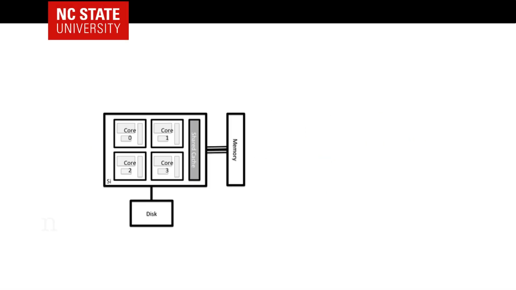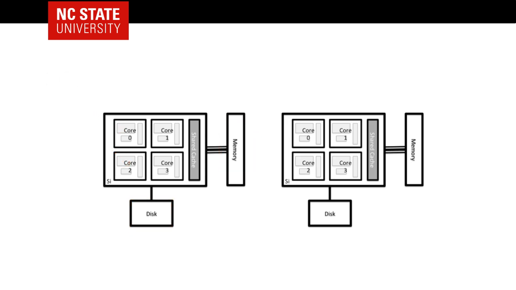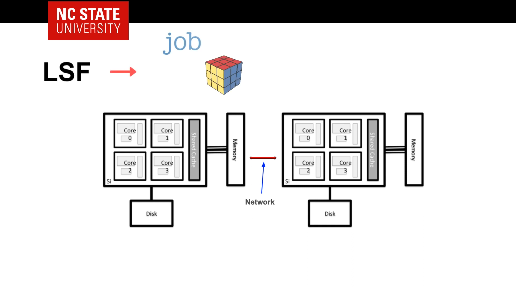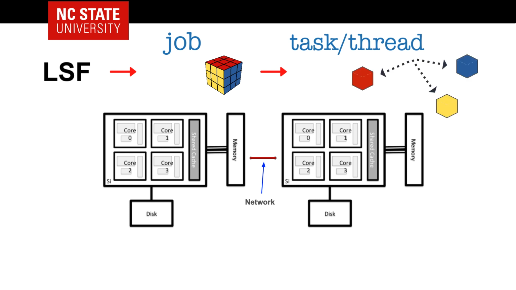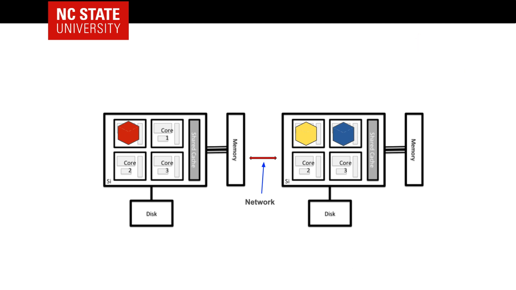Here's a diagram of a single node. The node has multiple cores, it has memory that is shared by all the cores, and it has a small amount of disk space. There are almost 1,000 nodes on the cluster. The nodes communicate with each other through a network. You submit a job with LSF, and if the job is a parallel job, it can be broken up into tasks or threads. You need to reserve 1 core for each task or thread.